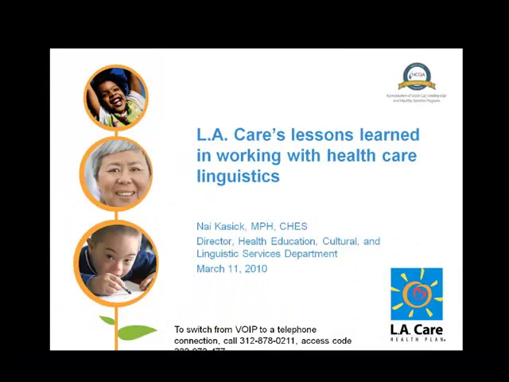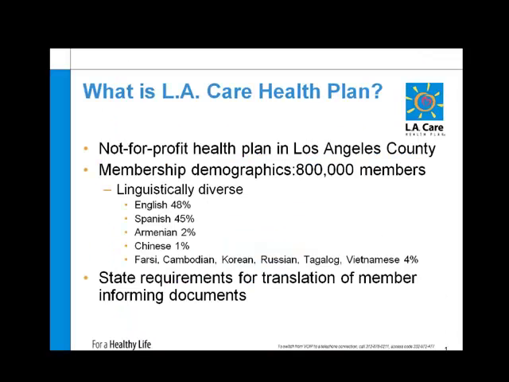Okay, next slide. About 48% of our members are English-speaking, and more than 50% are non-English speakers, Spanish being our high-volume language, Armenian being a very distant third, and then we have Chinese and other Asian and European languages. Our department exists primarily because we have state requirements for making member-informing materials available to our members. Essentially, there are 7 categories or types of documents that we have to produce and make available to our members, and they range anywhere from a page to a 150-page document.